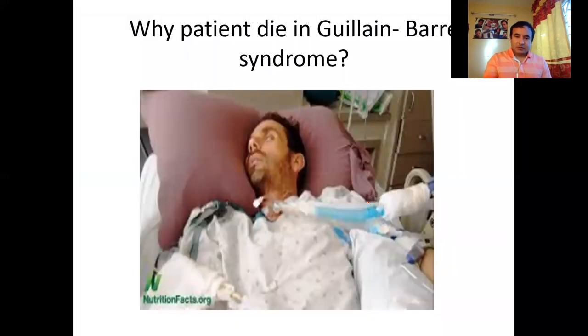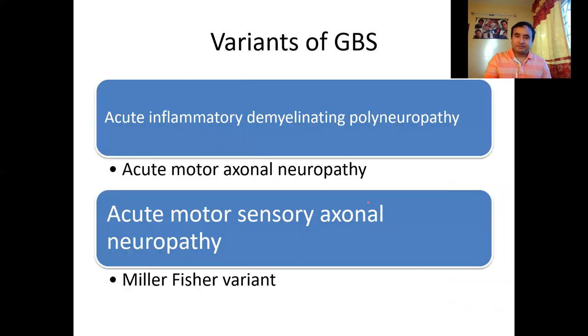Okay, so why do patients die in GBS? Most of the patients die because of respiratory failure. That's why we need to intubate them, and we need to give ventilator support till they recover. Okay.